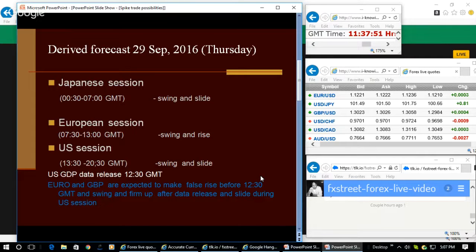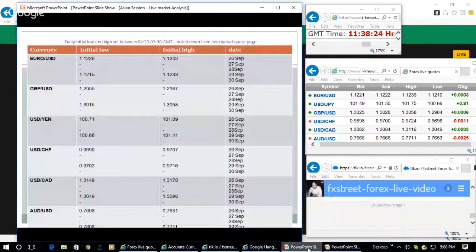so that during the slide, we'll be able to take some good profit. So the forecast says Euro and GBP are expected to make a false rise before 12:30 GMT and swing and firm up a little bit after the data release and slide during the US session. So this is the forecast. Now we'll take into consideration the market reading.